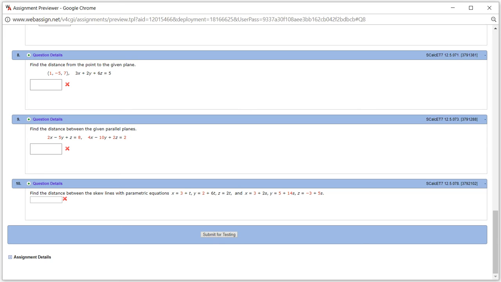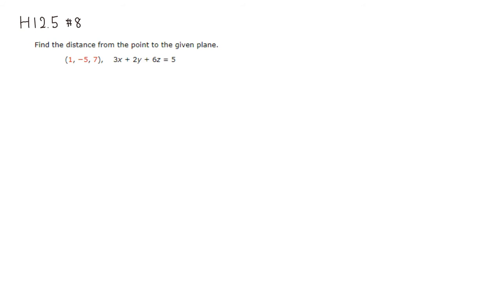All right, let's look at homework 12.5, problem number 8. Let's find the distance from the given point to the given plane. So we have a plane, which is probably going to look something like that, and we have a point right here. We want to know the distance between the point and the plane.